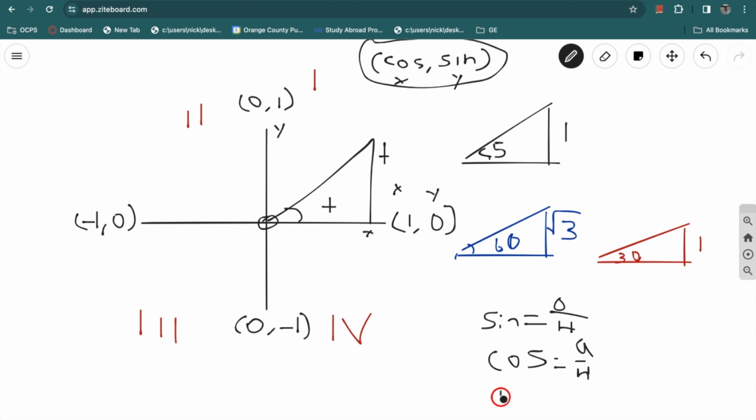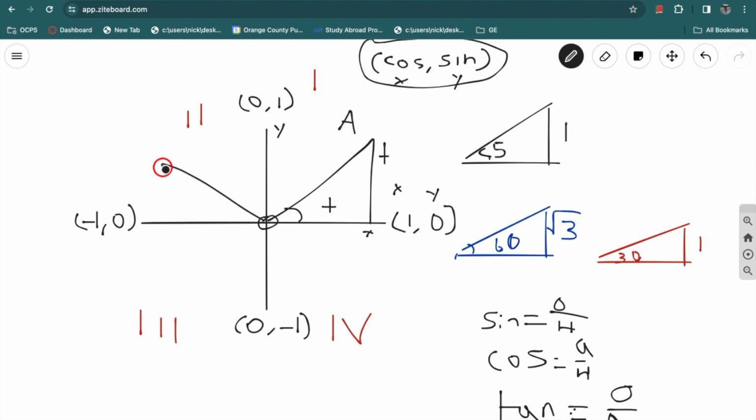Now we know tangent is opposite over adjacent. The opposite is positive, the adjacent is positive, so it's going to be positive as well in quadrant 1. So that's all going to be positive. We're going to put an A for all. Just know what that means.